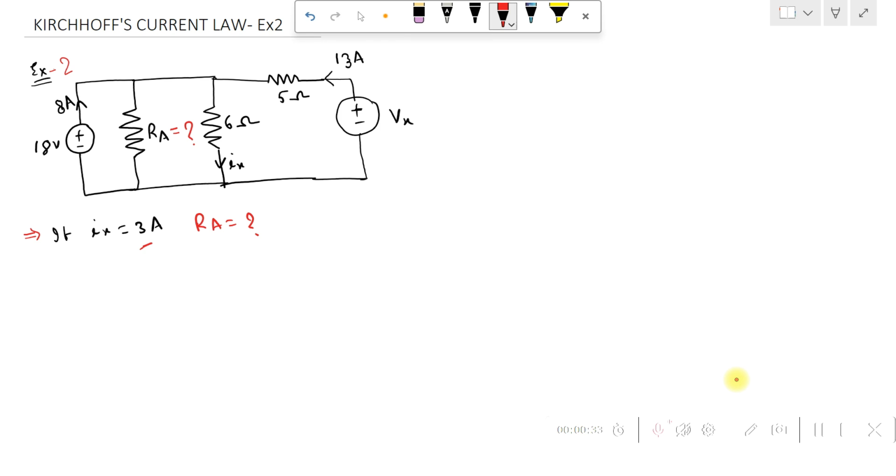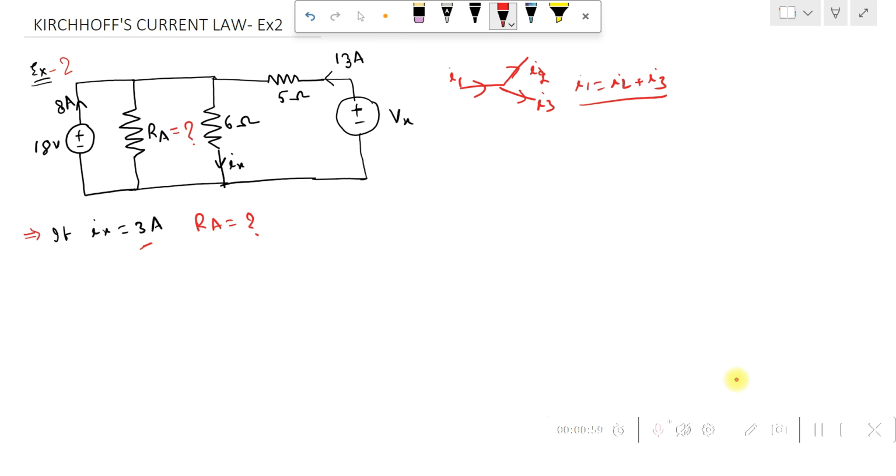For this question, we need to know Kirchhoff's current law as well as a little bit of application of Ohm's law. Quickly recall what Kirchhoff's current law is: it says the current entering the node is equal to the current exiting the node. So I1 equals I2 plus I3 is nothing but Kirchhoff's current law.